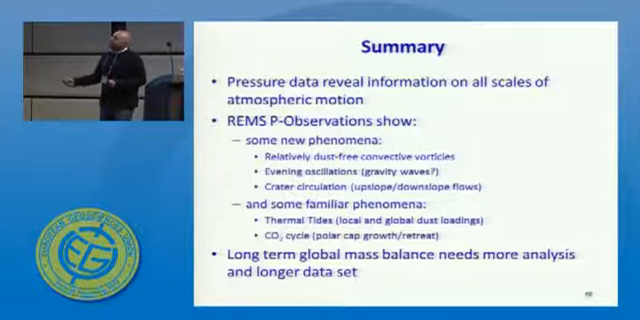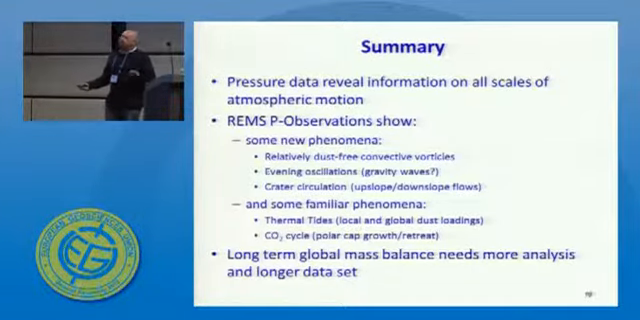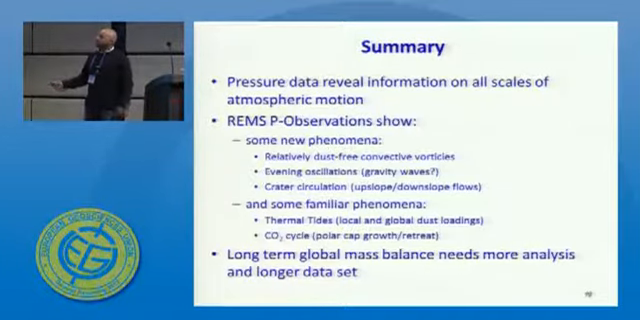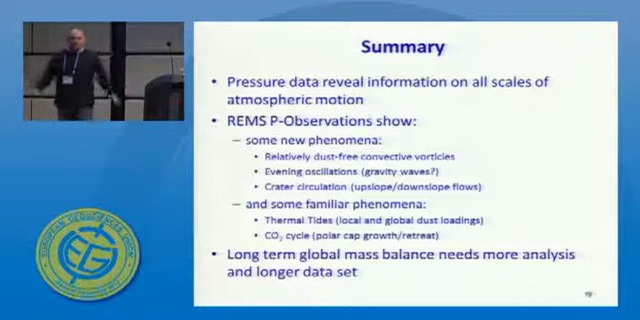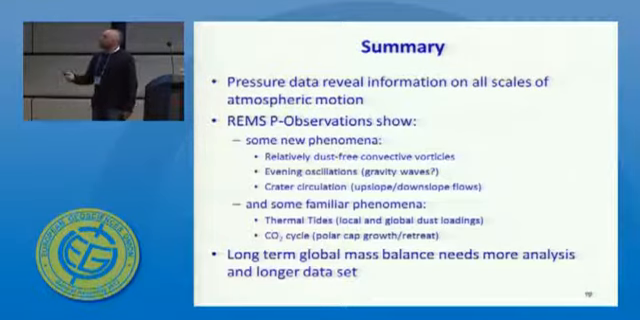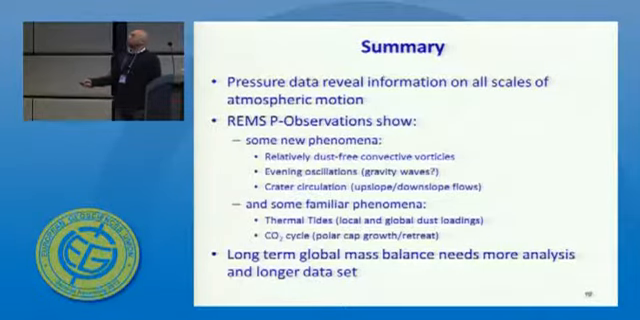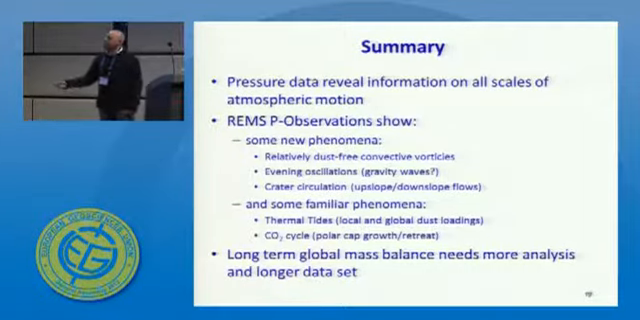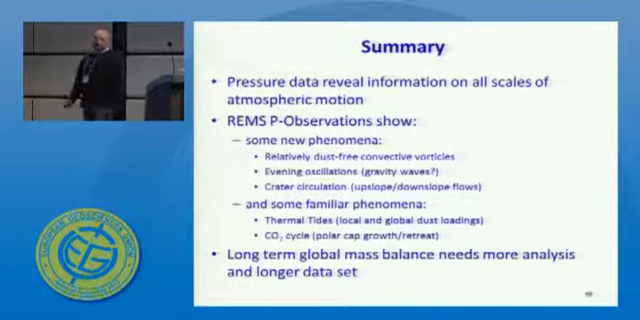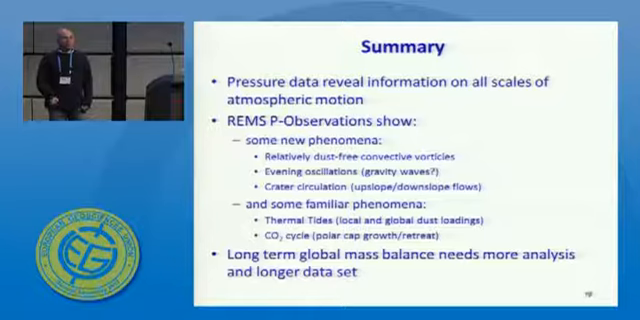We see evening oscillation, the ones that I showed you at 8 p.m. We also see some oscillation around 5:30 p.m., just right after the sunset. We see the crater circulation, of course, due to the topography of Gale. I mean, it's a big crater with big walls. It's to be expected to have a lot of circulation that is dominated by the orography. And then we have some familiar phenomena from previous missions, like thermal tides and CO2 cycle. And of course, things like the global mass balance need more analysis, and we need more data as the mission goes on. Thank you for listening.